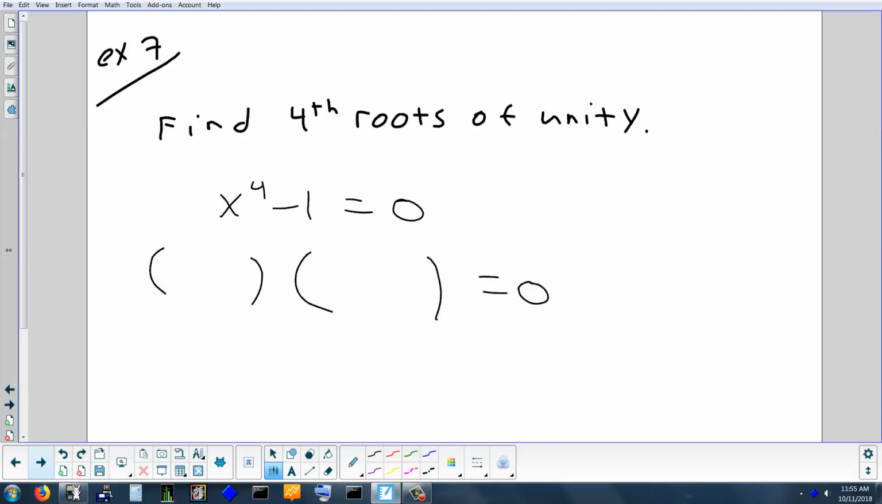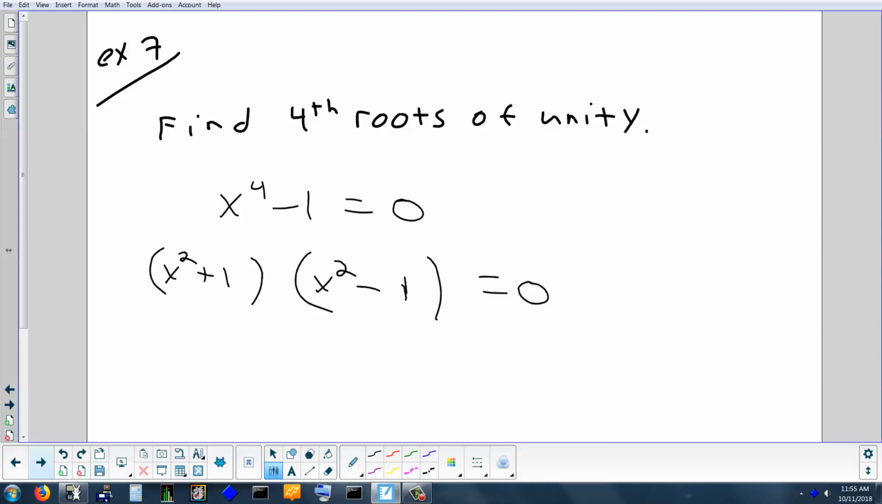We can avoid everything I just said, as long as you can factor that. That's a difference of 2 squares. You can square something to get x to the fourth. You can square something to get 1. A difference of 2 squares is always factorable. Does anybody see how that would factor? Yeah? It would be x squared plus 1, x squared minus 1. Yep.